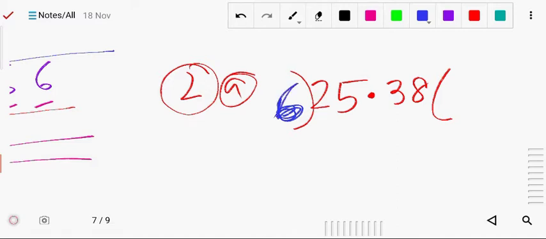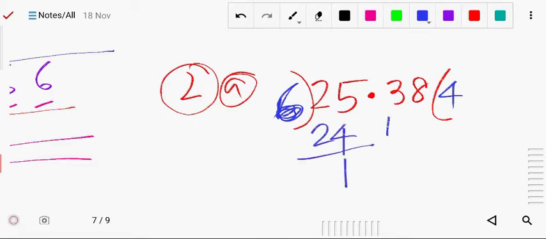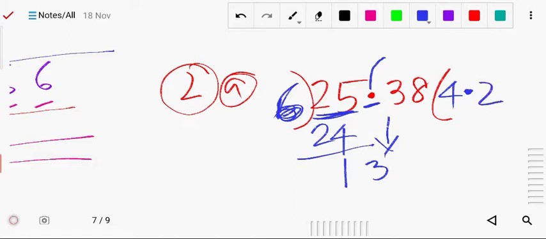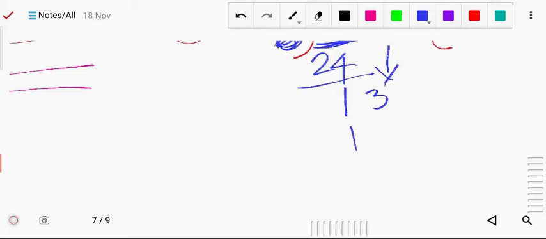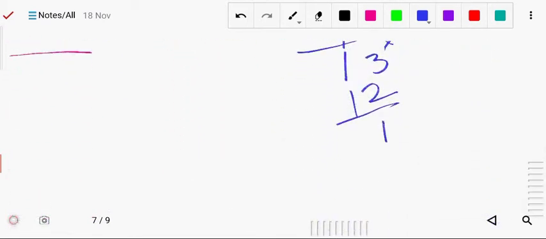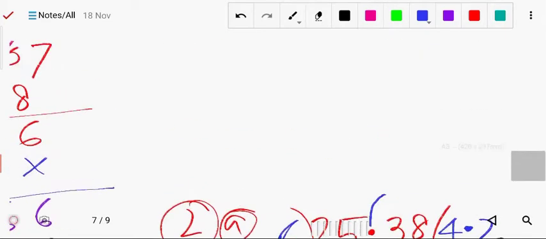So how many times? 4 times. So write 4, 24. Here will be 1. Okay, now 3 will come. Now the decimal comes, since after 25 the decimal comes. So you can directly put the decimal here. Now 3 comes. How many times? 2 times. So 12. Here will be 1. Now next 8 will come. How many times? 3 times 18. So here will be 3.